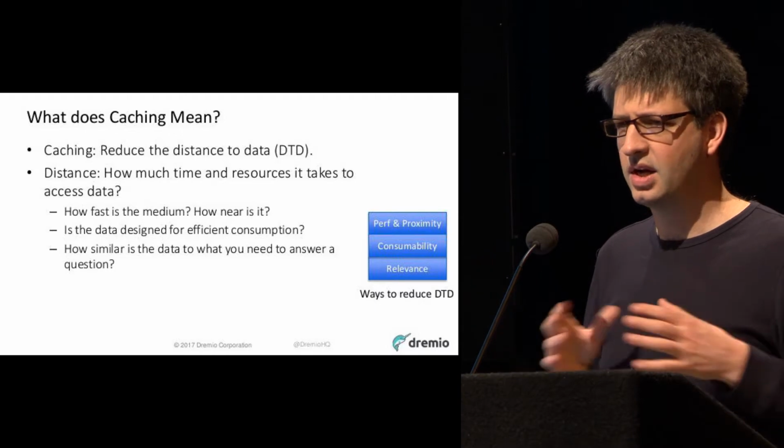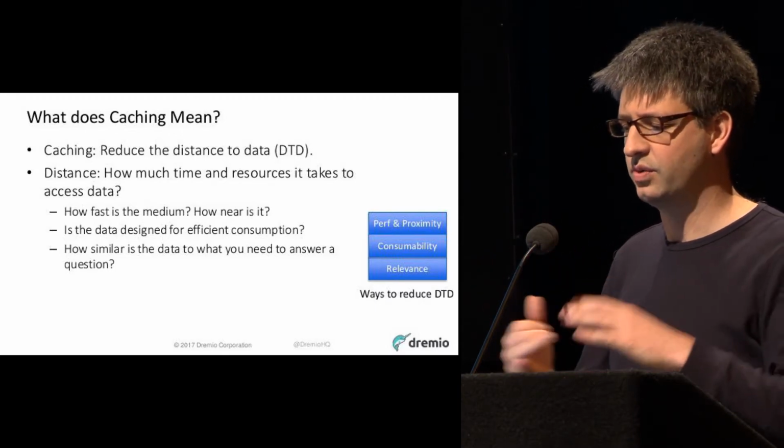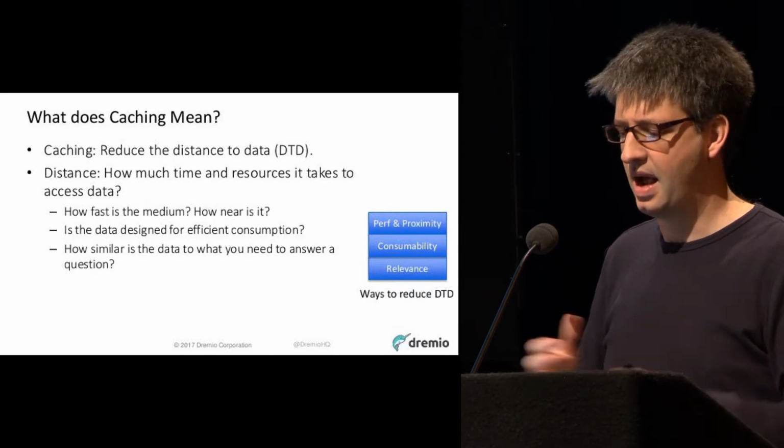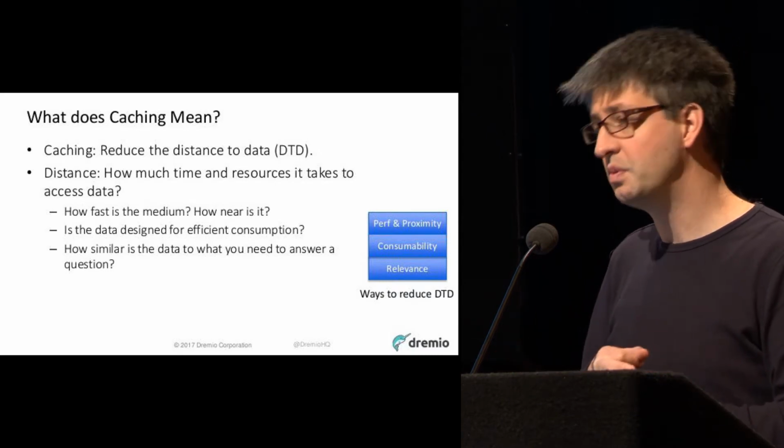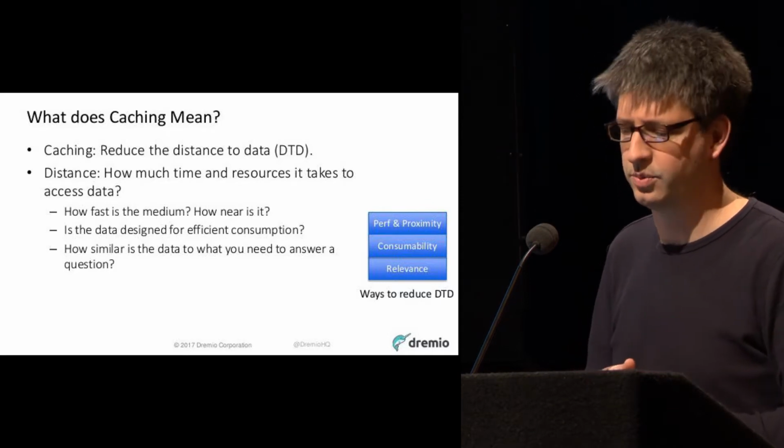And so when I talk about caching, I mean it on all 3 of these different dimensions. I want to increase the performance and proximity of data. I want to deal with consumability of data and make the data as consumable as possible, but I also want to make sure it's as relevant as possible, okay?